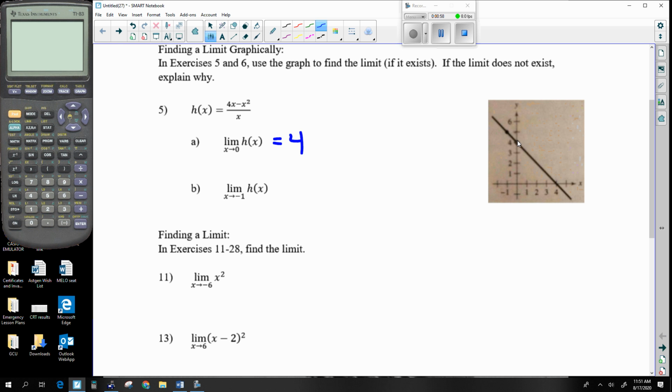Next, we are looking at the limit as x goes to -1. Again, both of the arrows do point to the same thing, and that should be the value of 5.